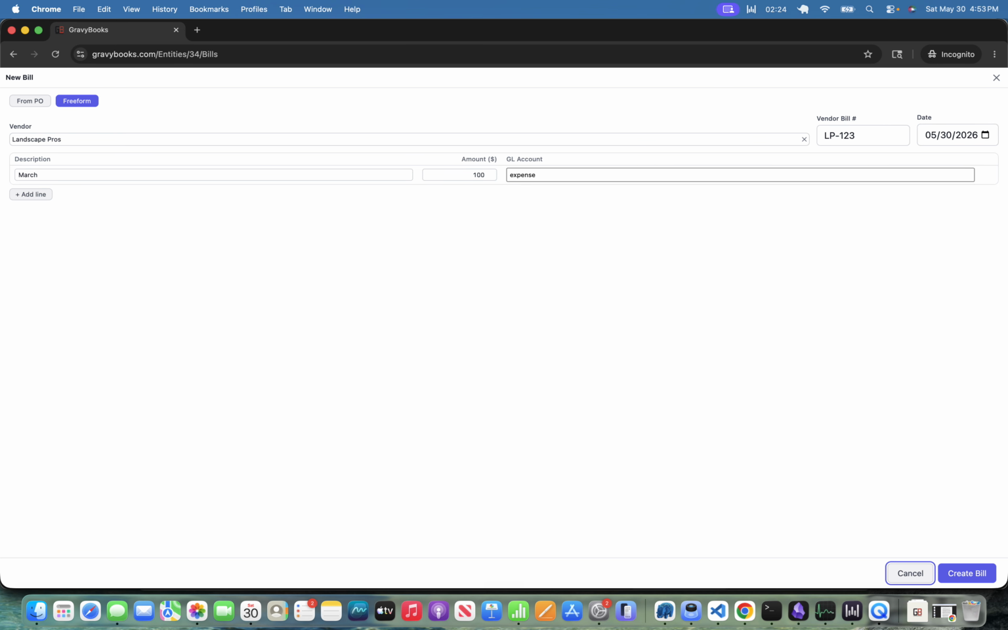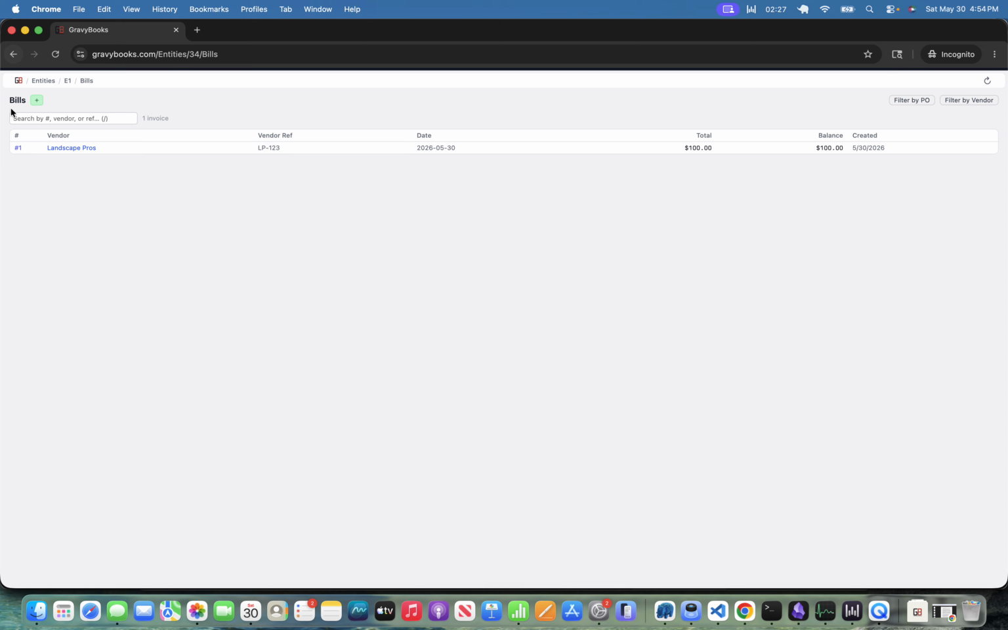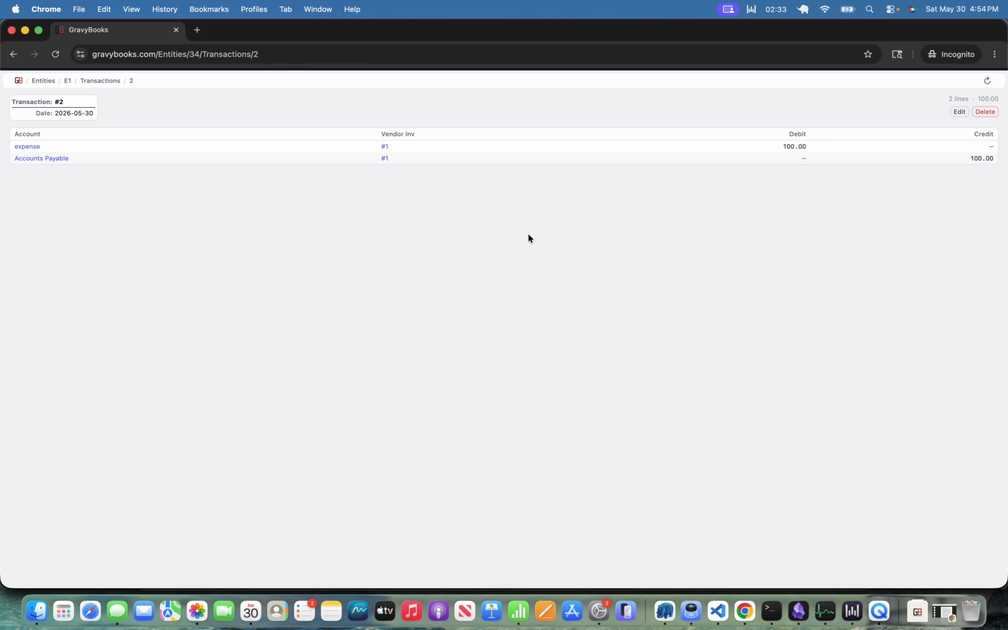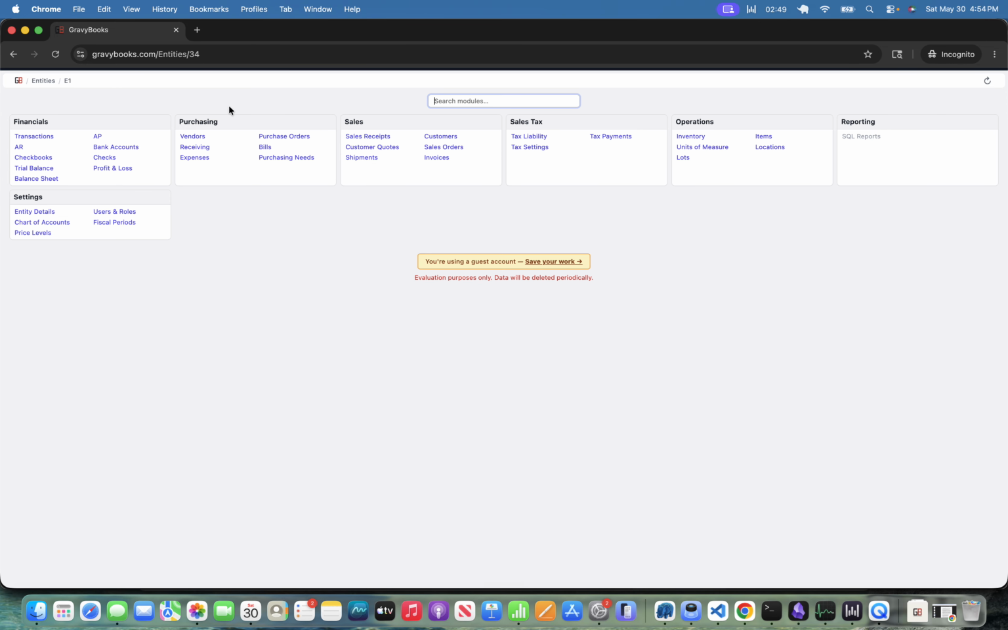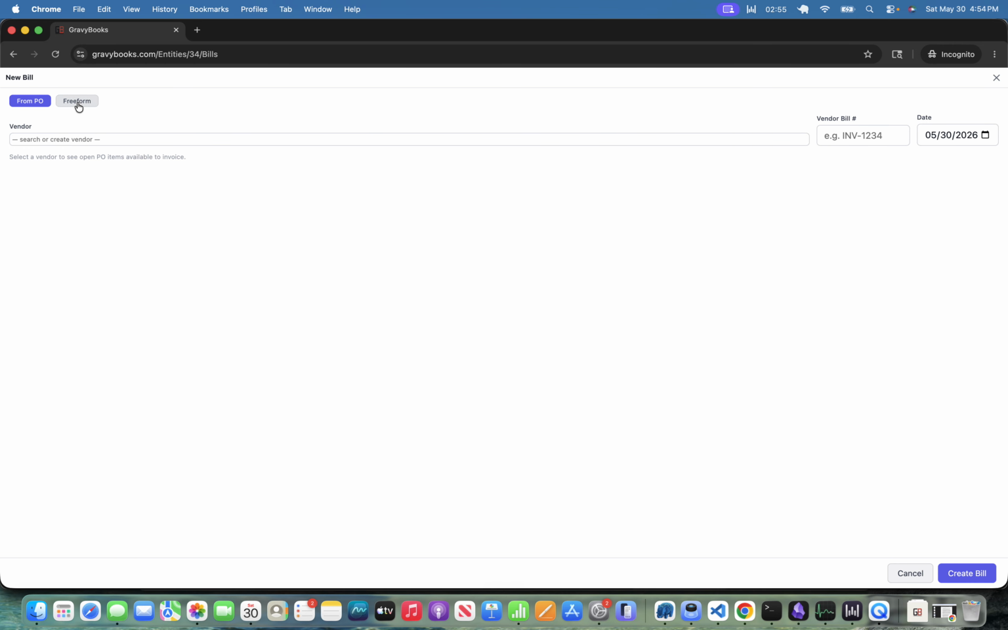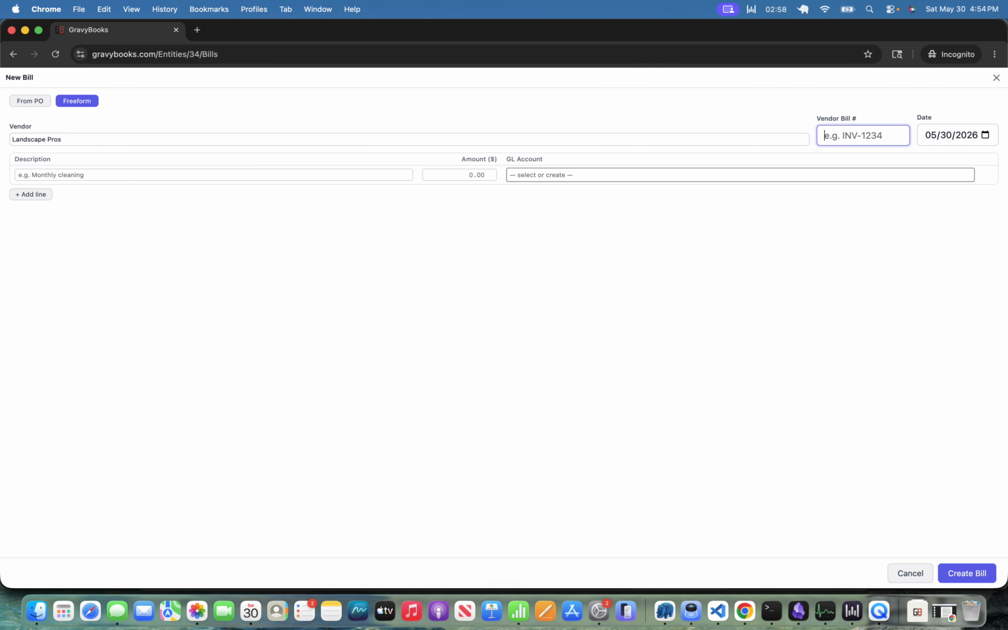So we can also put this under expenses and create that bill. When we look into the bill and look at the transaction that it generated, we see that we actually credited accounts payable. So we have not hit our bank yet, but we did incur the expense on this day. And the power of this is that if I have multiple bills from a vendor, we can pay them all at once with one check.